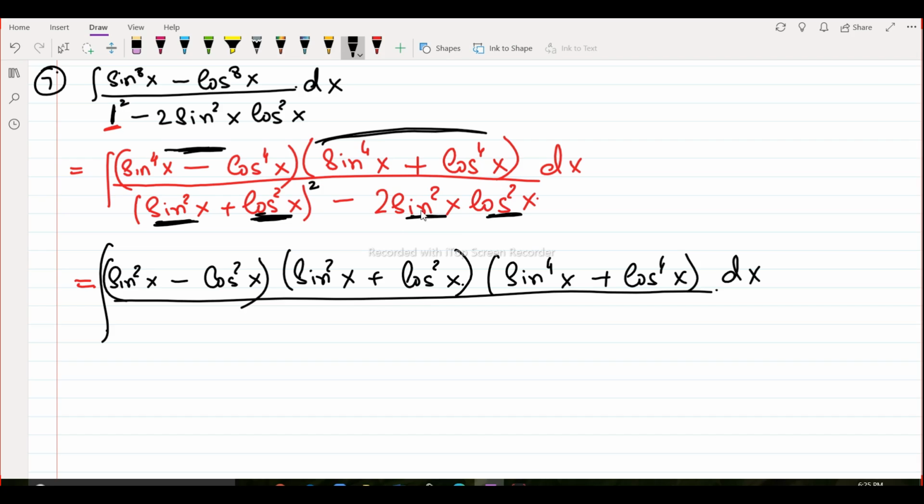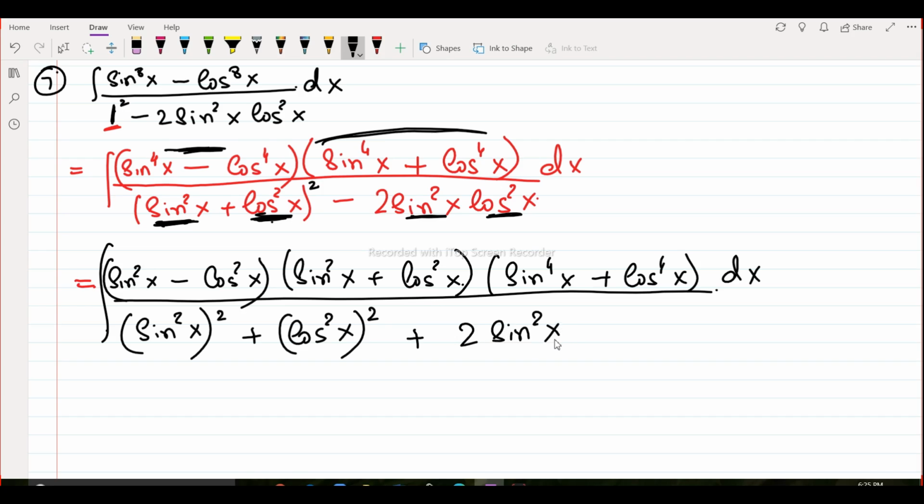So this gets nullified, right? Let me just show you this. So what I'll do is I'll just open this. I'll have sine square x the whole square plus cos square x the whole square plus 2 sine square x cos square x, and here you have minus 2 sine square x cos square x. So these terms get cancelled.